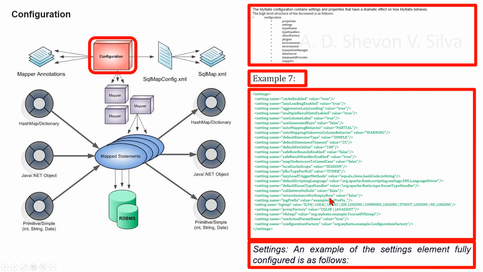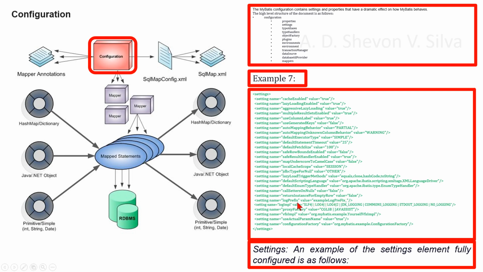Return instance for empty row. MyBatis by default returns null when all columns of a returned row are null. When this setting is enabled, MyBatis returns an empty instance instead. Note that this is also applied to nested results, that is collection and association, since 3.4.2. True or false, and default is false.